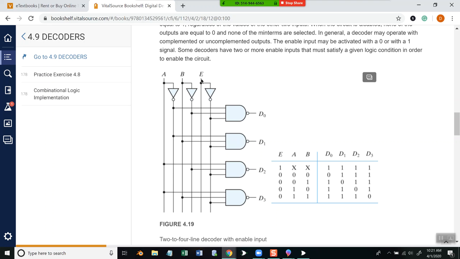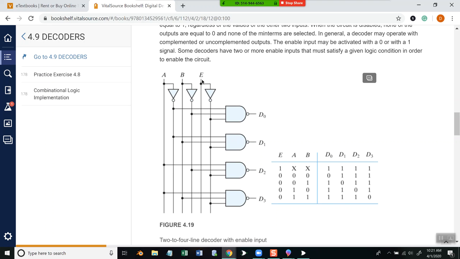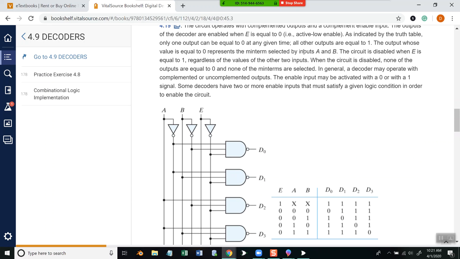So if you pass in a 1, it's enabled when E is equal to 0. So if I pass in a 0 for E, it's coming down here, becomes a 1. And since it's passed into each one of these, that's like 1 times whatever's there. So it doesn't change it.